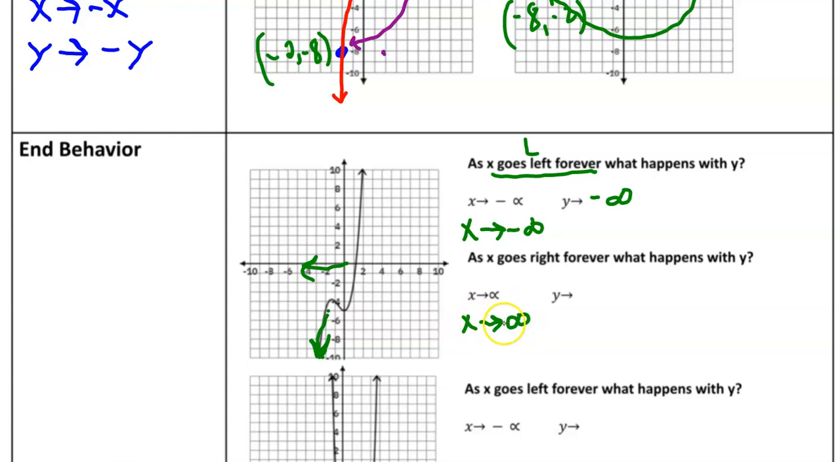Notice I didn't put a plus there. You could if you wanted to. So now I'm looking at the end behavior here. The y is going up, so it's also going towards positive infinity for this graph. That's what it means.